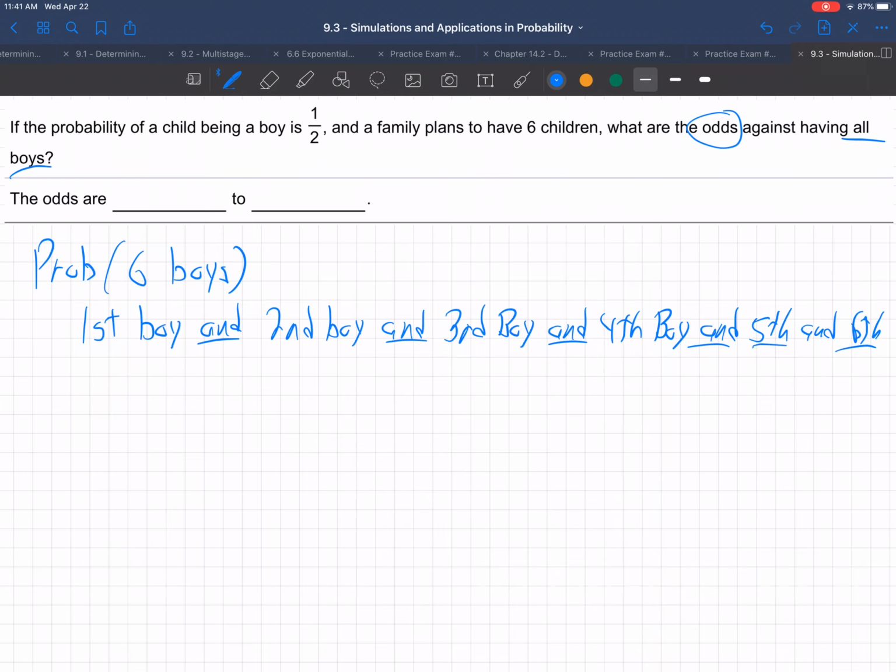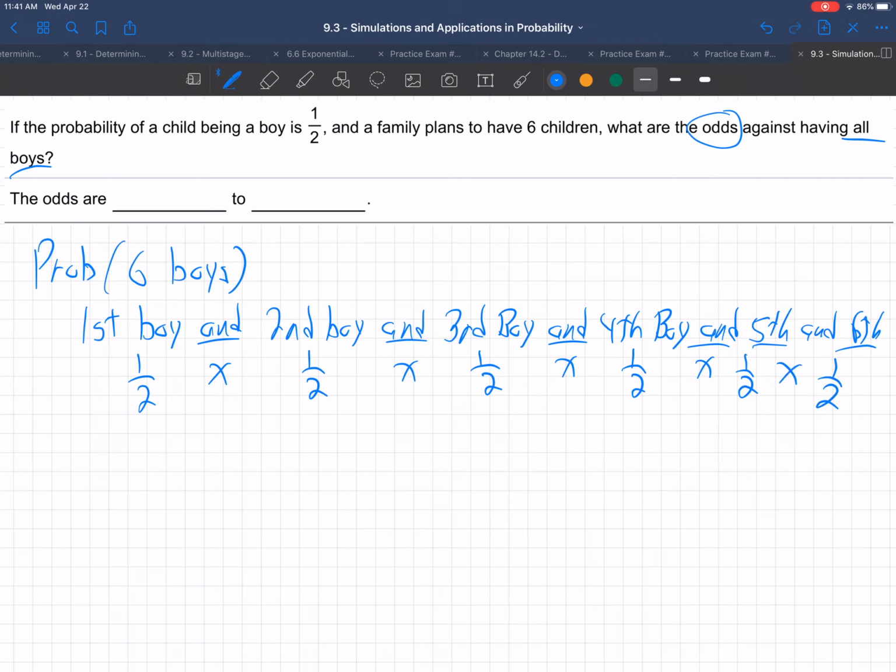Okay, so what's the chance that the first one's going to be a boy? It's a half. And what do we always do with and in probability? We multiply. What's the chance the second's going to be a boy? Half, right? It's half boy, half girl. And the third's a boy. And the fourth's a boy. And the fifth's a boy. And the sixth is a boy.